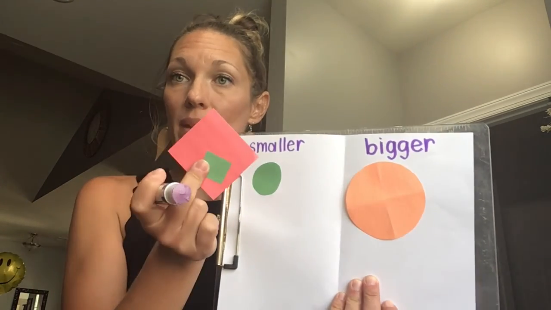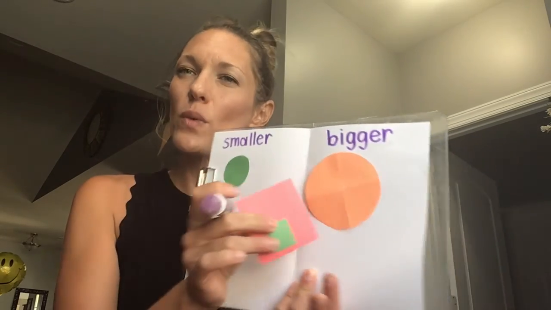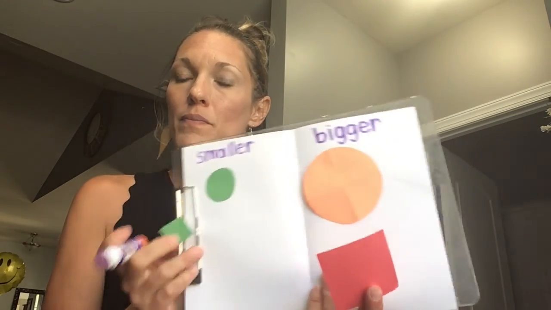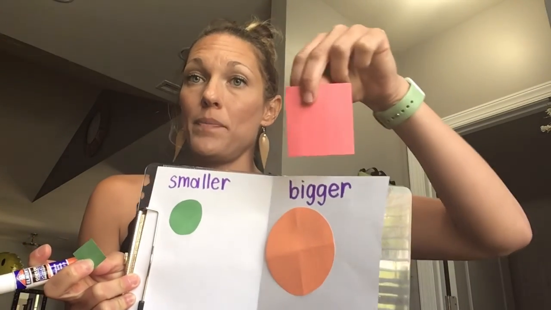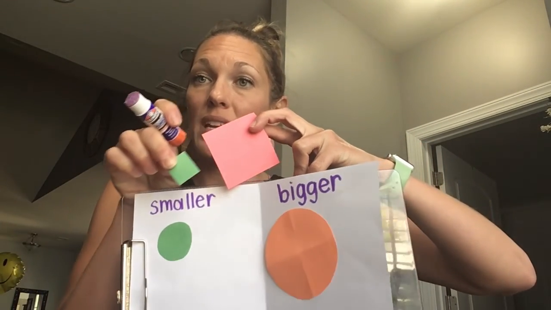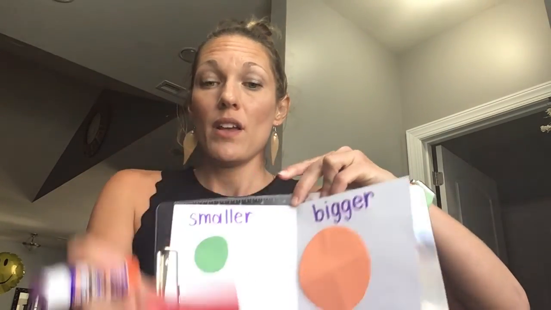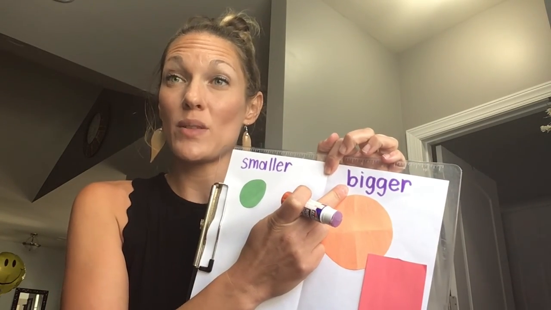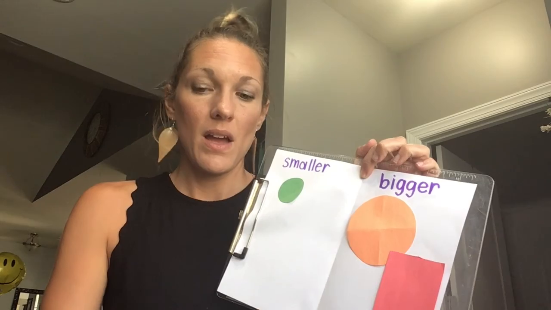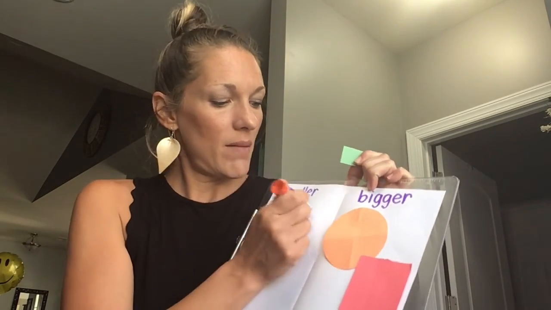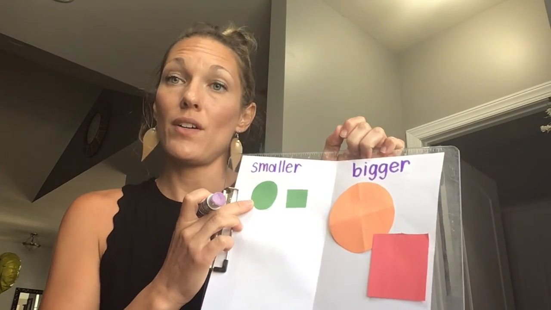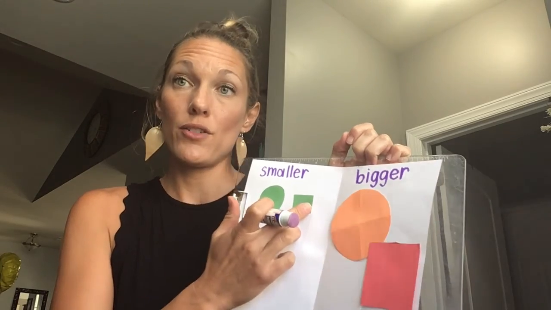Okay, my next shape is square. Which square do you think is bigger? Would it be my red square or my green square? Which one is bigger? The bigger square is the red one. So I'm going to go ahead and glue my bigger square onto the bigger side. I know that this one says bigger because it starts with that B, bigger. All right, now I'm going to take that green square that was smaller and I'm going to put it on this side. Smaller. So far we've done our circles and our squares.